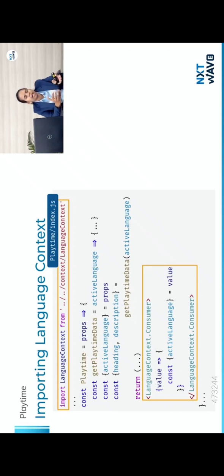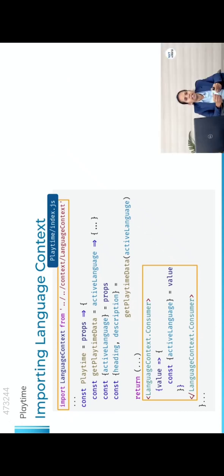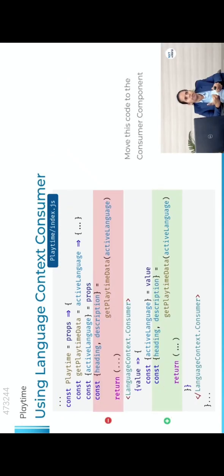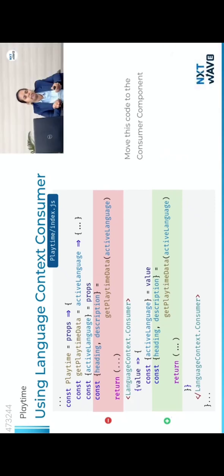Simple, right? The same steps that we have done in the header component case, the same things we have to replicate here. Firstly, the consumer component, callback function, accessing the context value. Now, let's move the code that is making use of the active language. Firstly, you can see that there is get playtime data of active language. That's where we are making use of active language. That's giving us heading and description. And then the heading and description are being used in the returned JSX part. So we have to move that also into the callback. There you can see we are done moving that into it.